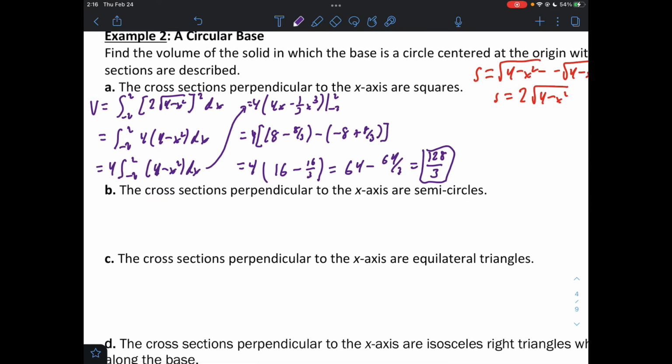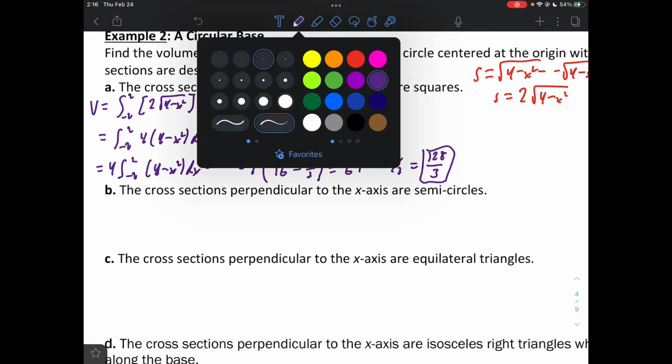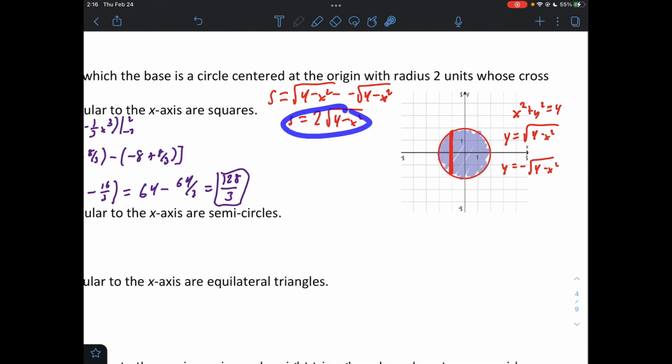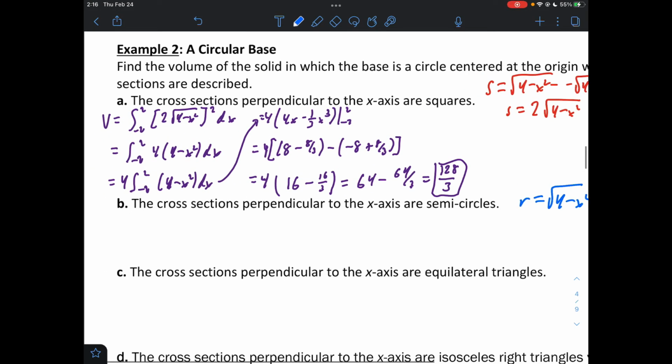All right, question B. Now there's semicircles, so pi r squared over 2, right? Pi r squared over 2. So what is r? R would be half of this. So r is just root 4 minus x squared. So volume is pi over 2 r squared dx.